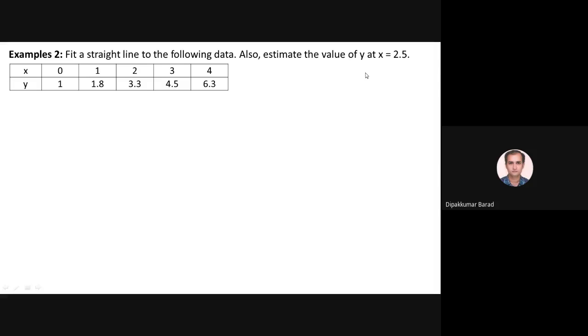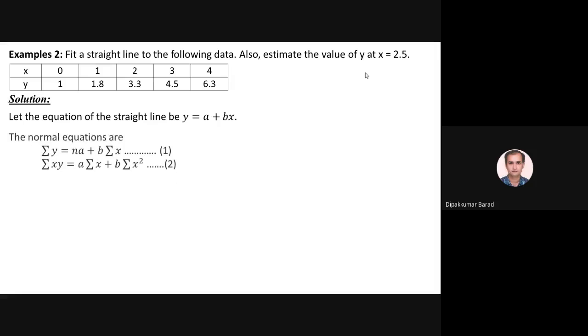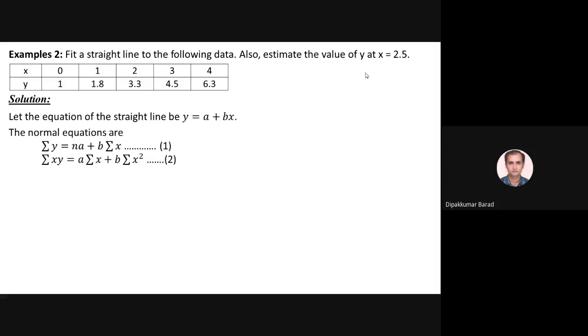Here again the equation of the straight line is y equal to a plus bx. Now the normal equations are: summation y is equal to na plus b summation x, and summation xy is equal to a summation x plus b summation x square. Now we need to draw a table. I suggest all of you try yourself and find summation x, summation y, summation x square, and summation xy. Reply in the chat box with your answer. I will give you 2 minutes. You can easily do it.